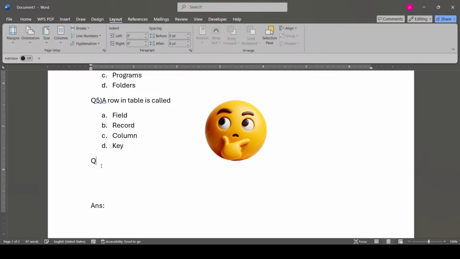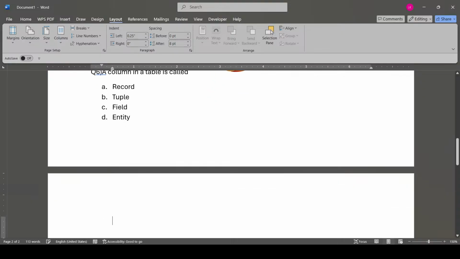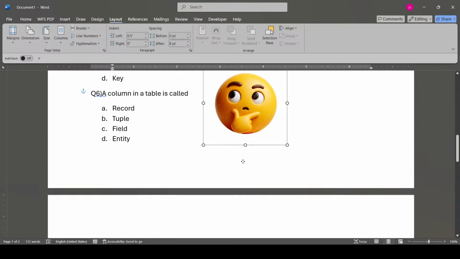The next question we have here is question 6. A column in a table is called. The answers are here: record, next is tuple, next is field, next is entity. Okay, now guess the answer here. Question number 6. A column in a table is called record, tuple, field, entity.